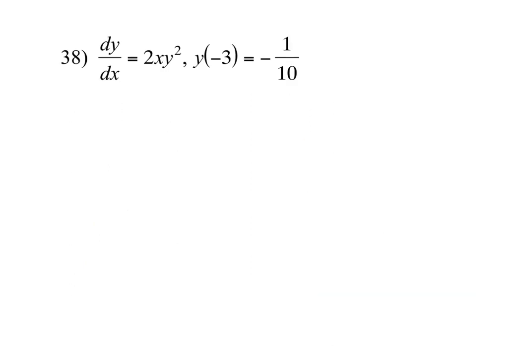Okay, so we're going to leave the initial condition stuff right here alone. We're going to leave this piece alone till we do the differentiation. Once again, we want to move my y over with my dy, and we want to move my dx over to the other side. So on the left-hand side, I would have 1 over y squared dy, and on the right-hand side, I would have 2x dx, okay?